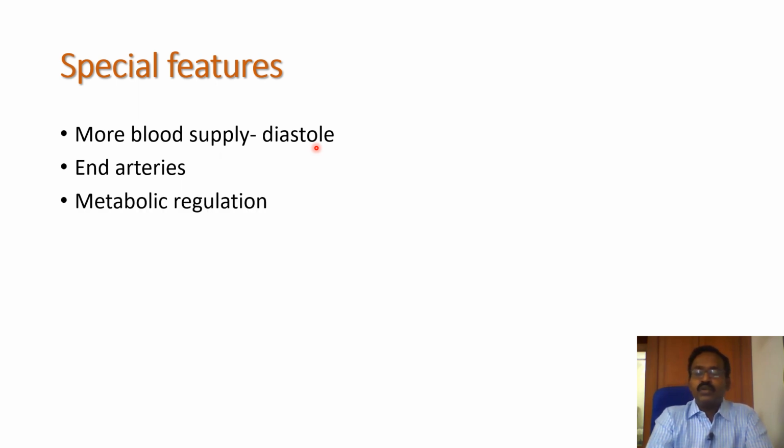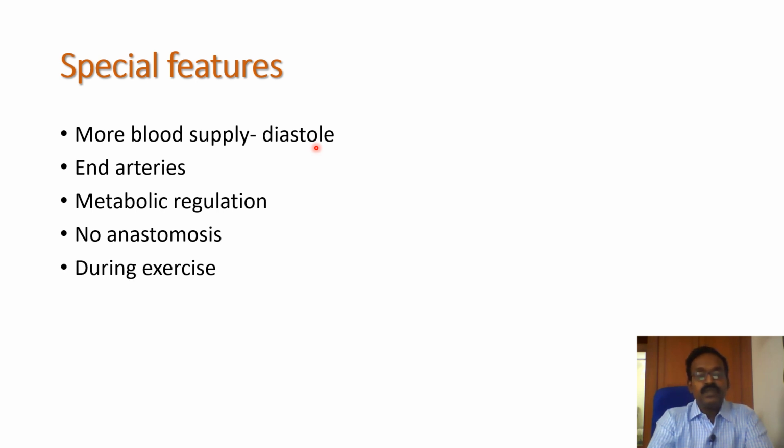Metabolic regulation is very well developed in the coronary arteries. It can meet the demand of the activities. During exercise and activities, the heart needs more oxygen. At that time the coronary blood supply increases 4 to 5 times to meet the demand for oxygen. There is no anastomosis between the right and left coronary arteries physiologically. As explained, during exercise the coronary blood supply increases 4 to 5 times, meeting the oxygen demand.